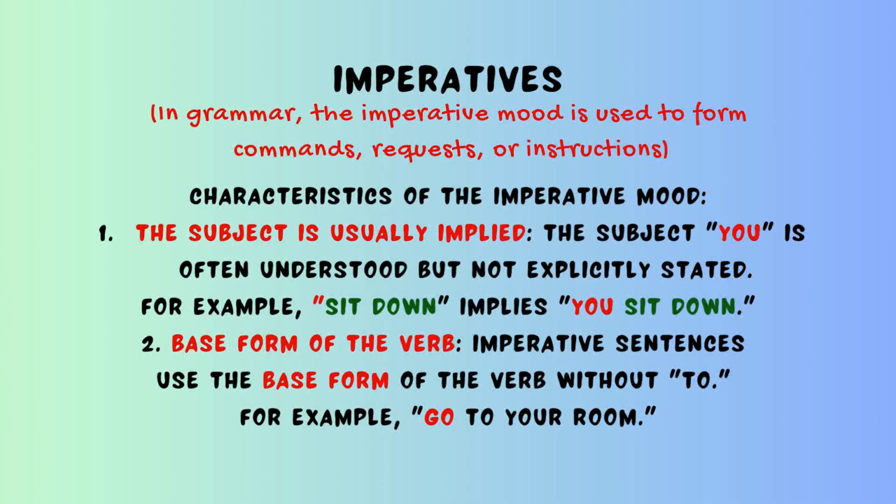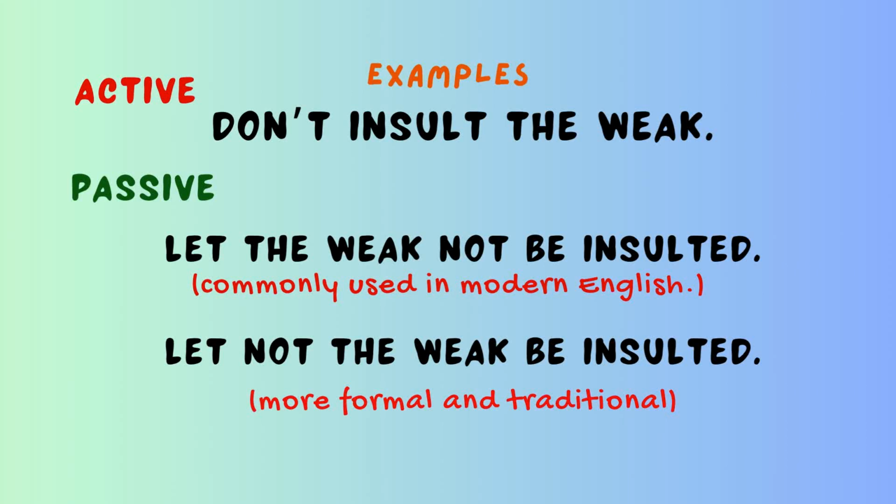Secondly, base form of the verb. Imperative sentences use the base form of the verb without "to". For example, "go to your room." For example, "don't insult the weak." The passive conversion is "let the weak not be insulted," or "let not the weak be insulted."